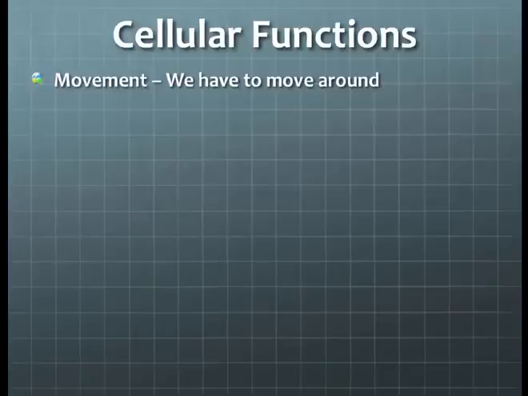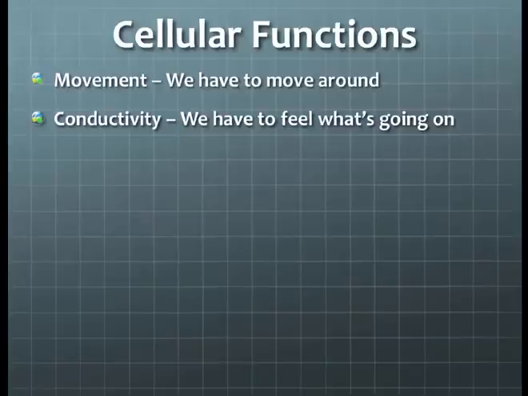So there are a lot of cellular functions. What are some things that cells do for us so that we can actually function? Well, the first thing is movement. We have to be able to move around. So for instance, our muscle cells have to be able to generate enough force in order to help us move around. Okay, cells help us feel what's going on, right? That's called conductivity. So for instance, nerve cells have to conduct impulses in order for us to feel.